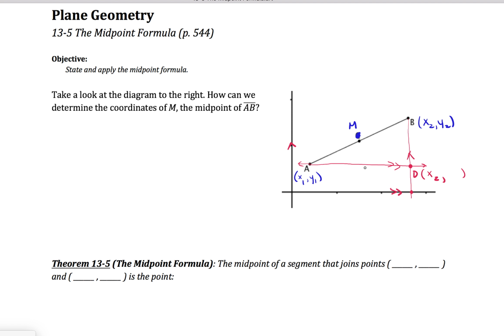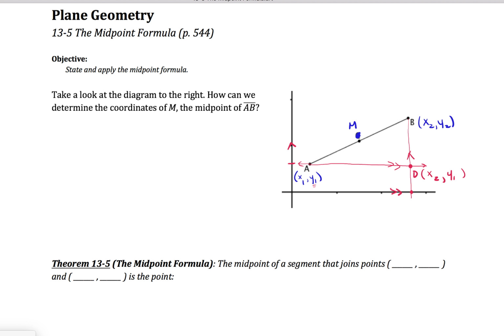Well, it's on this horizontal line that also goes through point A. So this horizontal line that goes through point A hits this point on the y-axis, which we know is going to be y1. Every point on this horizontal line would have the same y coordinate, y sub 1. So point D right there has a y coordinate of y1. So point D is (x2, y1): same x coordinate as point B, same y coordinate as point A.